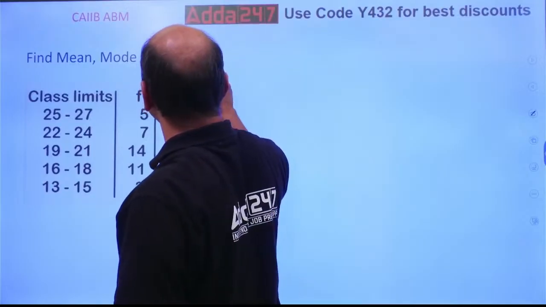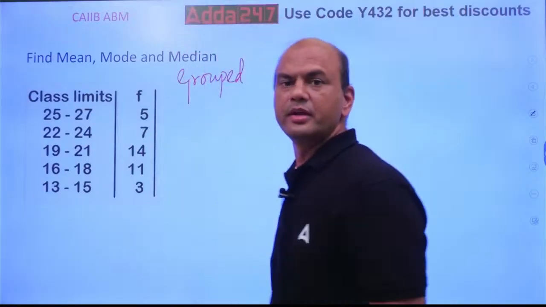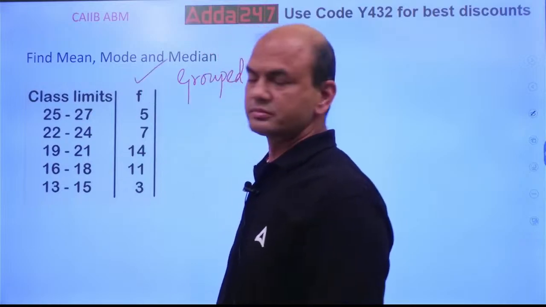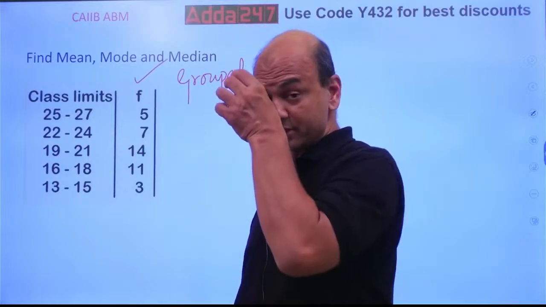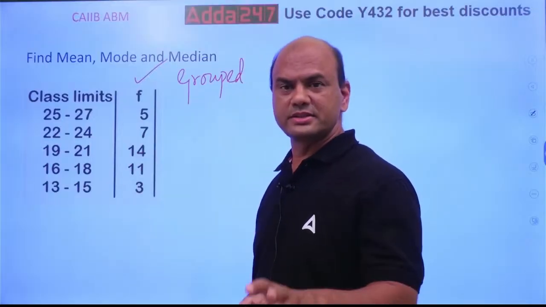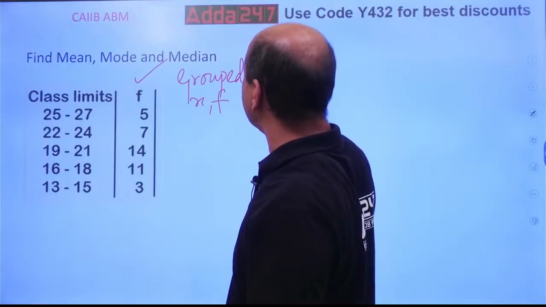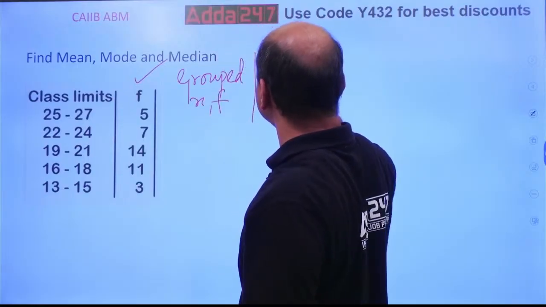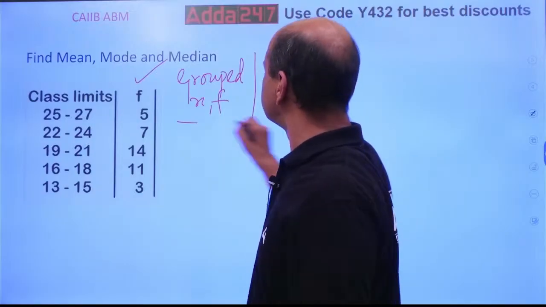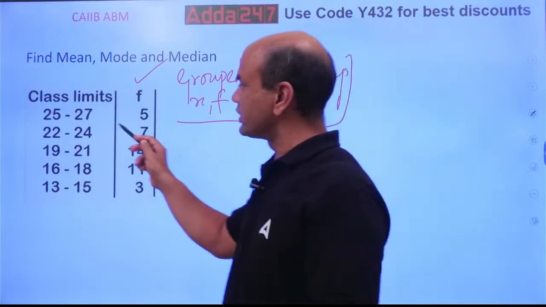There are 2 types of data. One is grouped, second is ungrouped. In grouped data, you have frequency. See this, frequency. In ungrouped data, you don't have frequency. In ungrouped data, there is only X. See here, there are 2 terms. Grouped is X and F, and ungrouped is only X. So this is how you will be classifying it. Now what about this group? Focus on this group also.